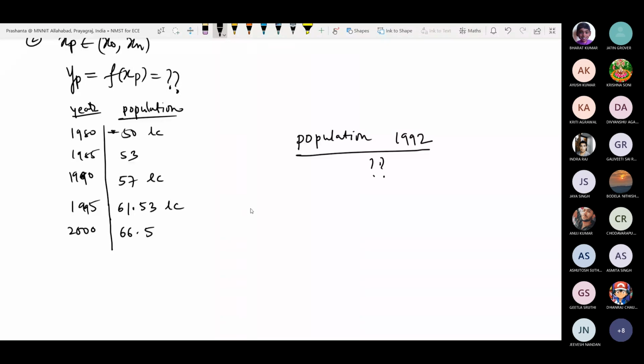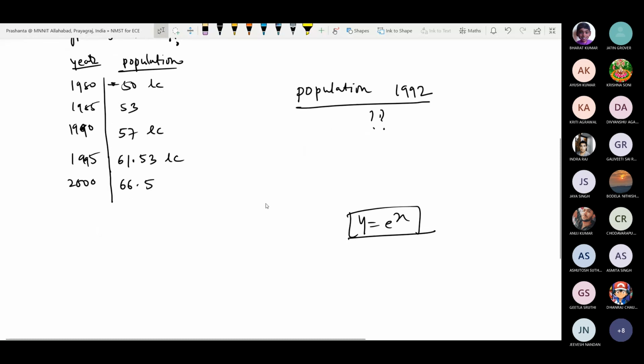Suppose the function is y equals e power x, and from this y equals e power x you create a set of data points. Suppose in the interval 1 to 2, you want to find out 1.7 or 1.75. What will be the output? What will be y of 1.75? You can directly put x equals 1.75, so the exact value will be e power 1.75.